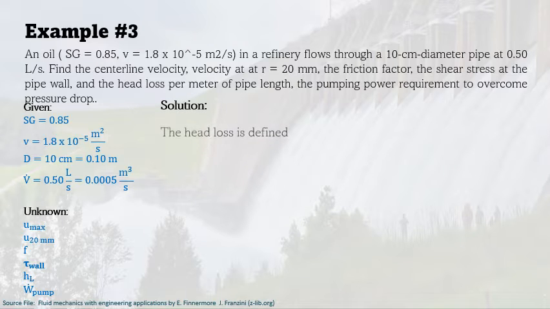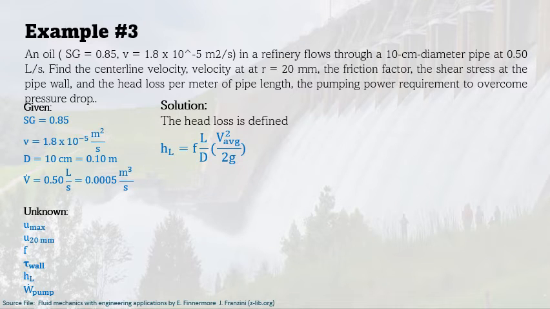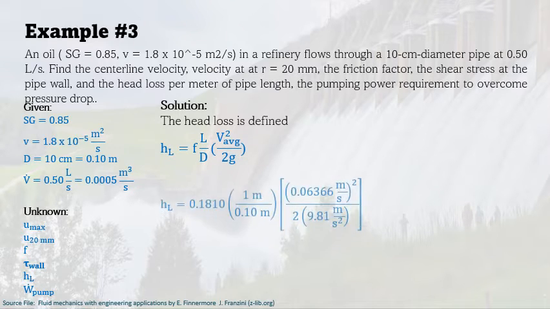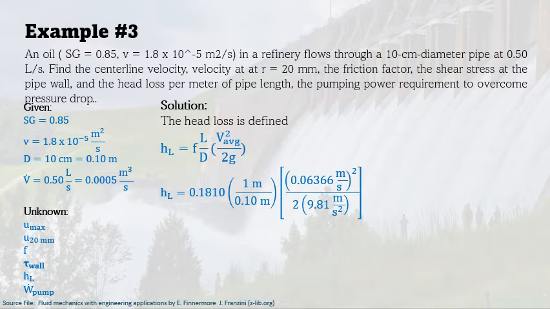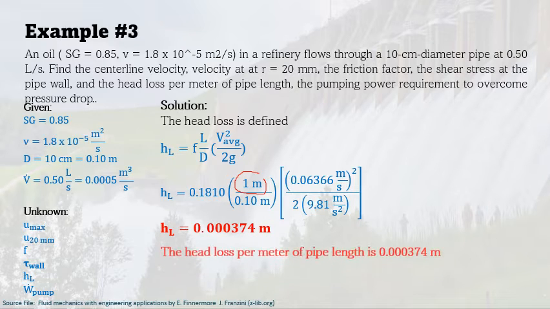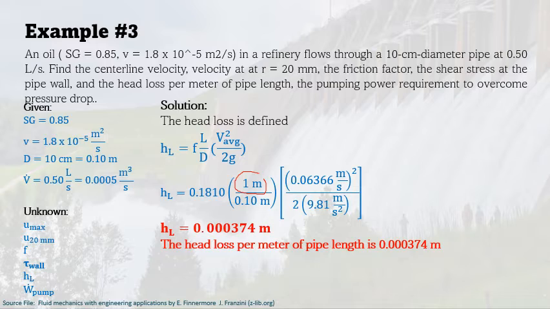For the head loss per meter of pipe length, take note that it's per meter, therefore our length would be 1 meter. So it can be computed using this formula and substituting the values that we already know. And again, our length would be 1 meter since this is per meter of pipe length. Then we can get the head loss to be 0.000374 meter. So this head loss is per meter of the pipe length.